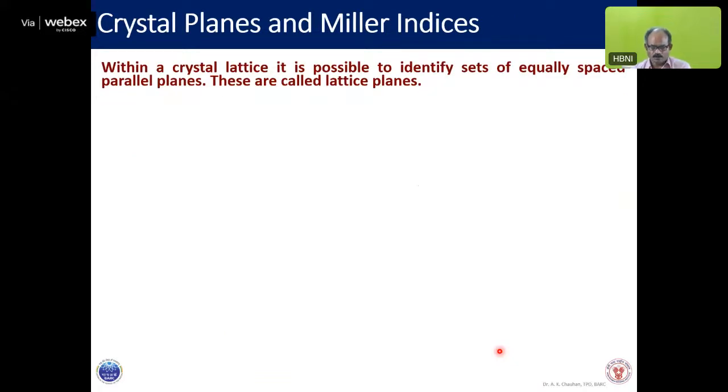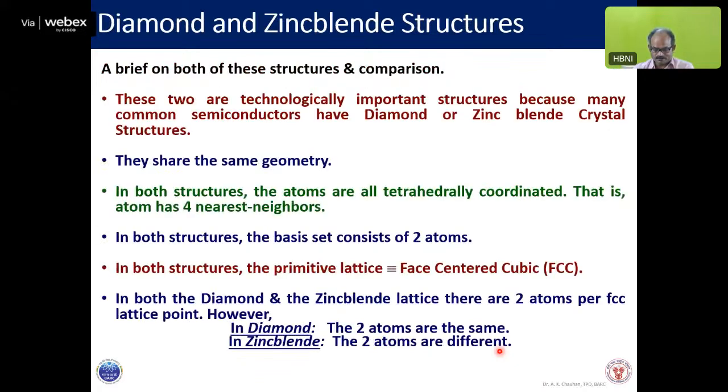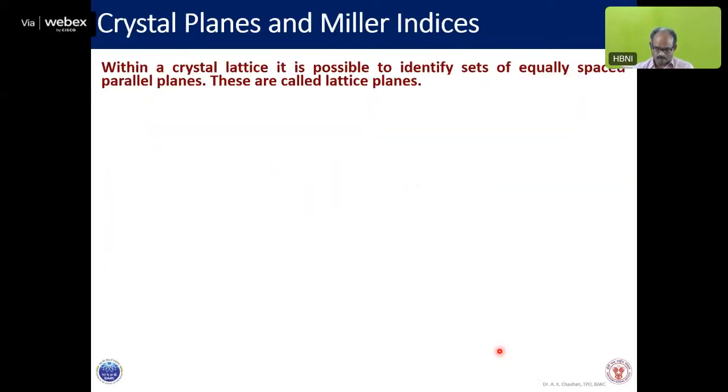So now, once we have seen the structure, there is another thing within the crystal lattice. We now imagine a crystal as an infinite number of dot points, and at every dot you have placed 1 atom. So if you go inside that material, you can see several planes. Ideally you can have an infinite number of planes, right?